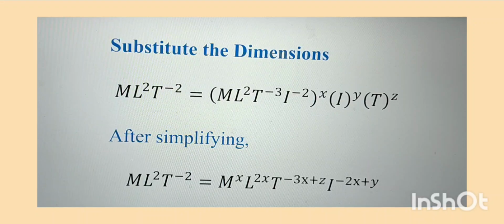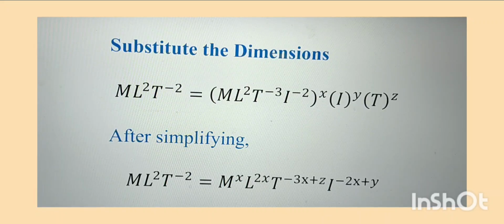Now, the dimensions of left hand side and right hand side should be equal, all the dimensions. So, left hand side we got ML squared T to the power minus 2, and on the right hand side we can write ML squared T to the power minus 3 I to the power minus 2 whole to the power X, I to the power Y, T to the power Z. Because we are substituting the dimensions of I, R and T.